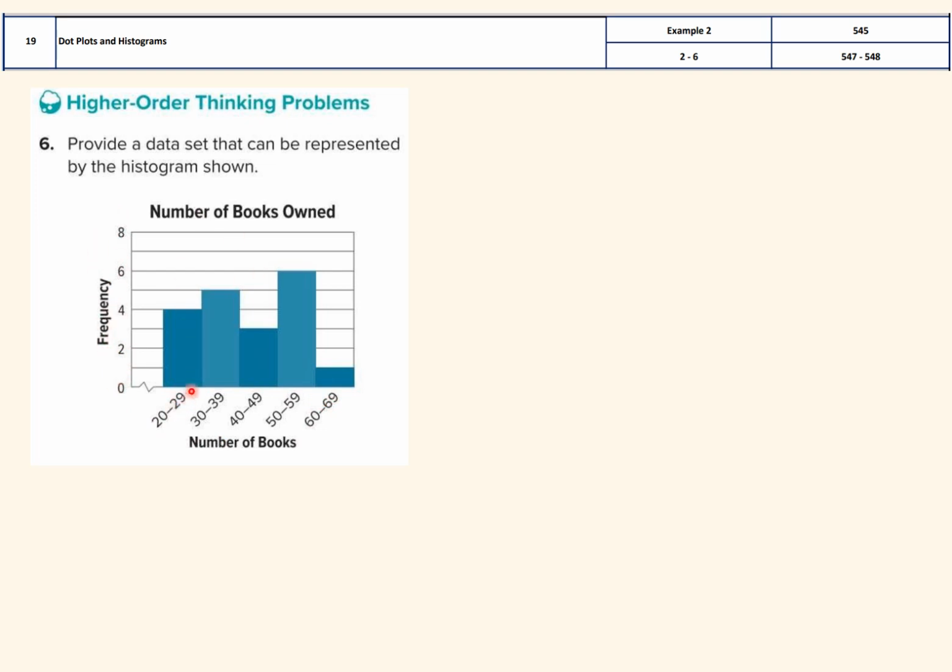For example, between 20 and 29, we have 4 values. Between 30 and 39, we have 5 values. Between 40 and 49, we have 3 values. So all you need to do is just list values of your own according to the frequency value. Let's find out.